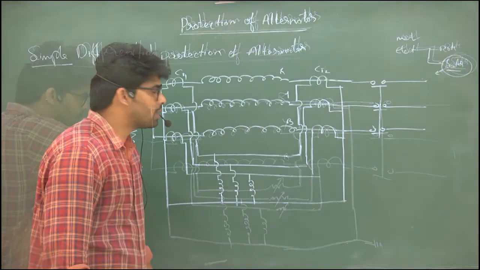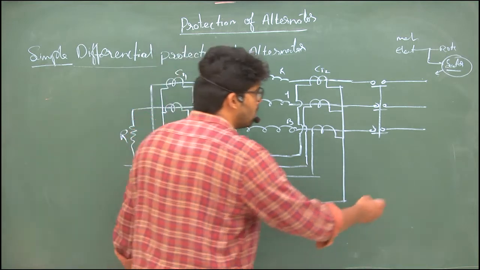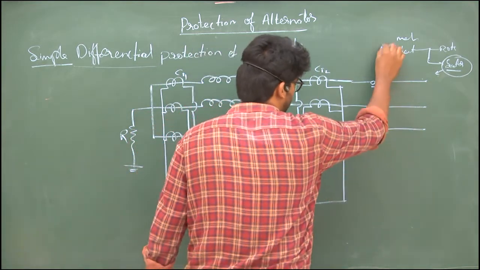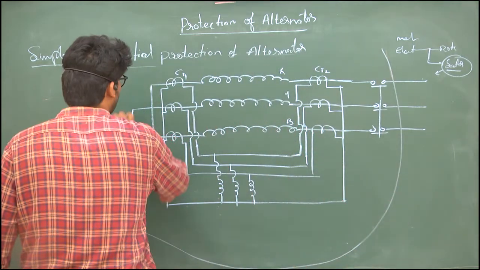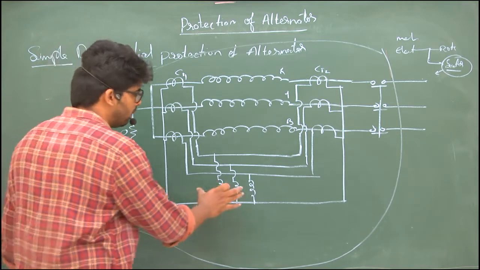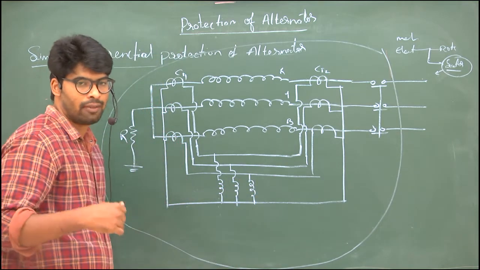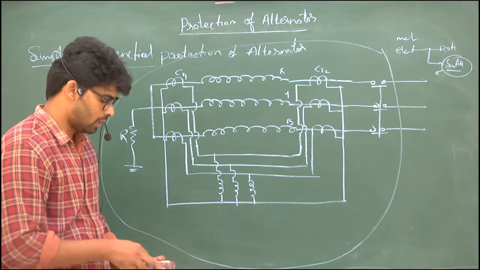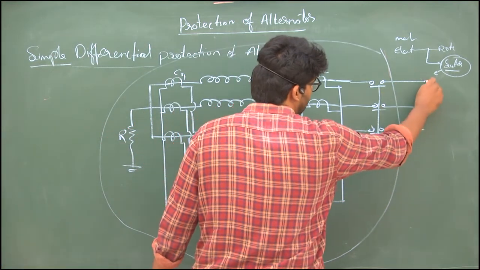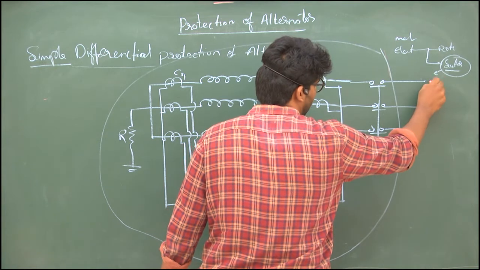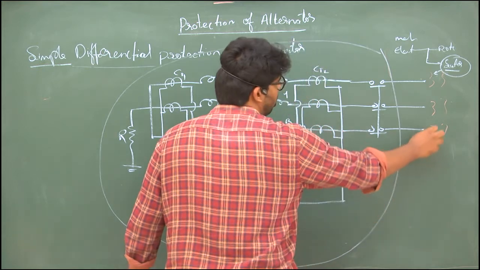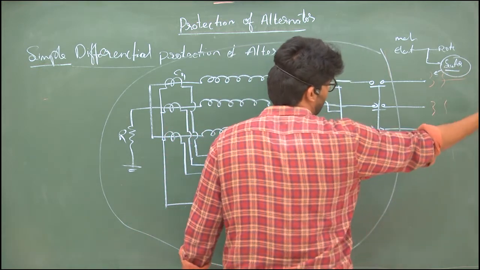For example, let us take when an external fault occurs. Up to here is our protection zone, that is, the alternator. The differential relay coil does not have any impact when an external fault occurs. For example, this is converted to a transformer connected to a bus bar.